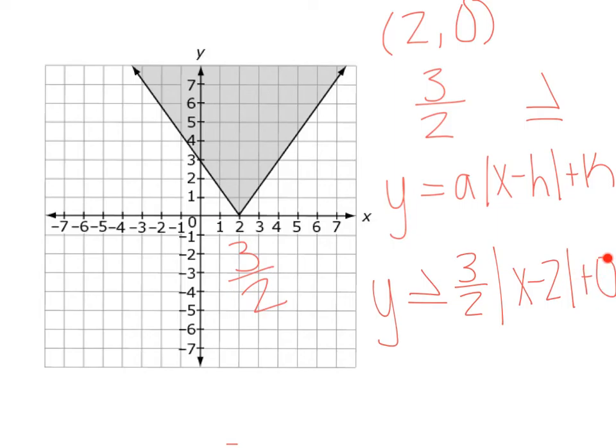The plus 0 on the outside is not necessary. When we add 0 to the 3 over 2 absolute value of x minus 2, it doesn't change anything about it, so we're going to get rid of that 0. We can drop it. So this will be our final answer.